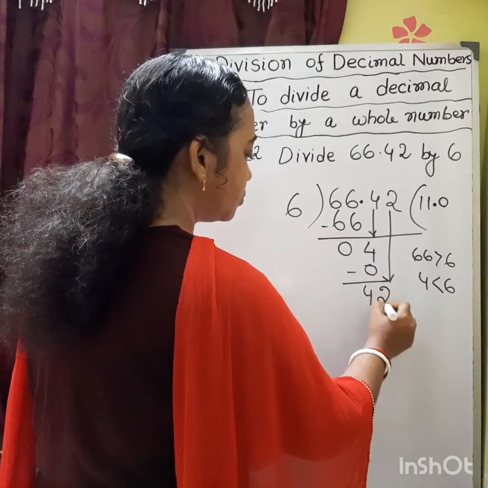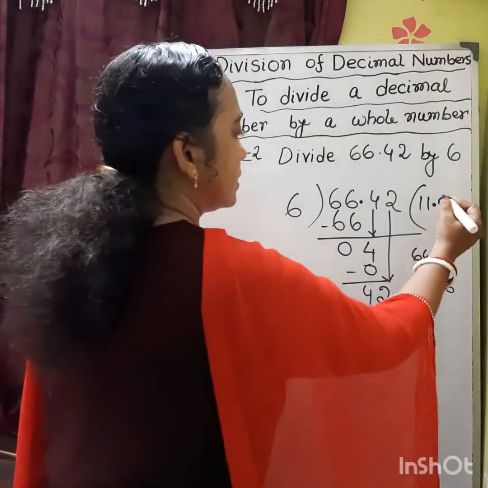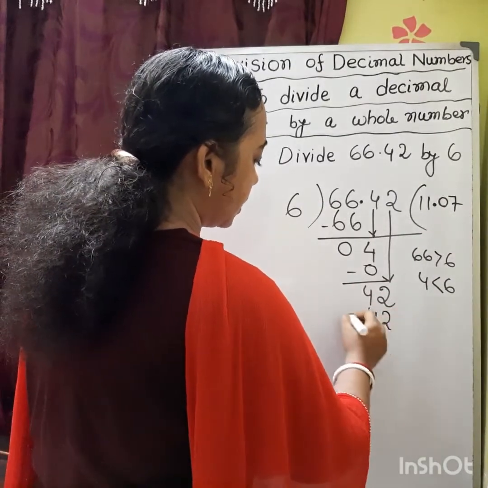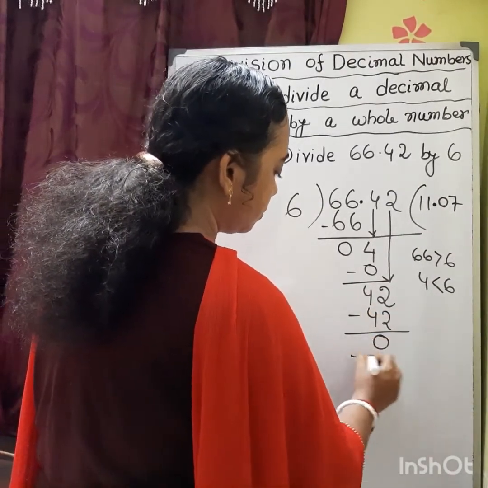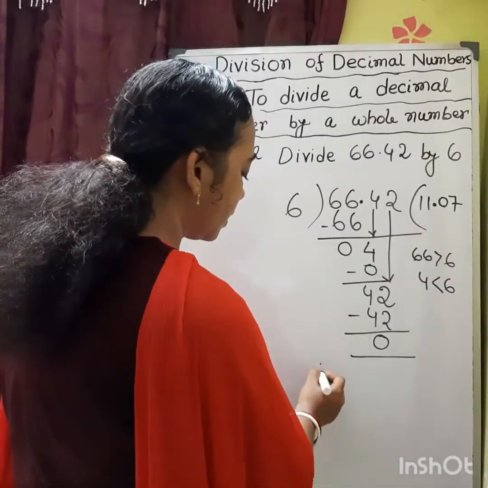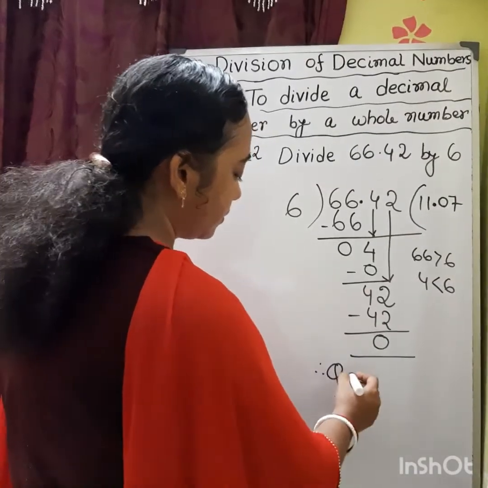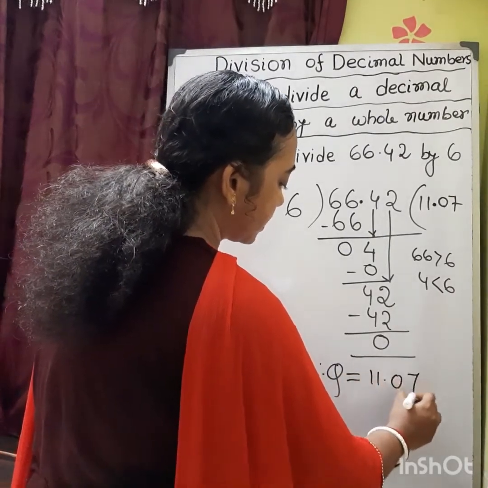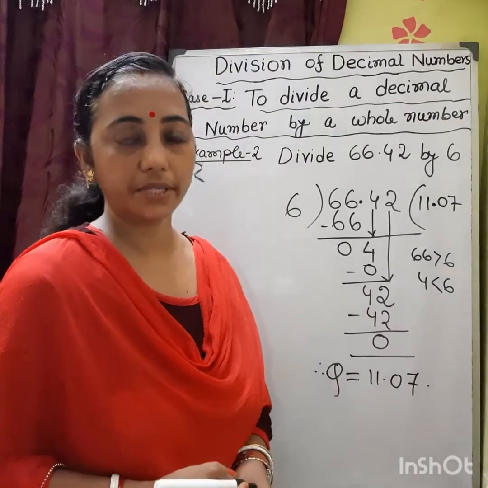Now we bring down the next digit, that is the hundredths place digit. So we bring down 2. We know 6 sevens are 42. So we write here 42. Now we subtract them, we get the result 0. So the remainder is 0. We stop our calculations. Therefore the quotient of this division is 11.07, which is the required result.